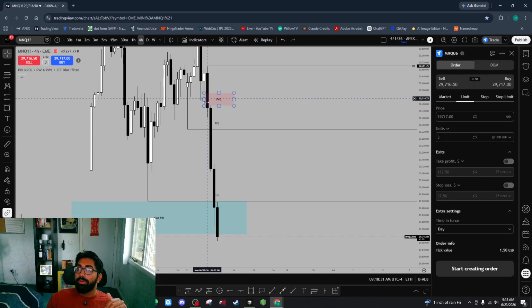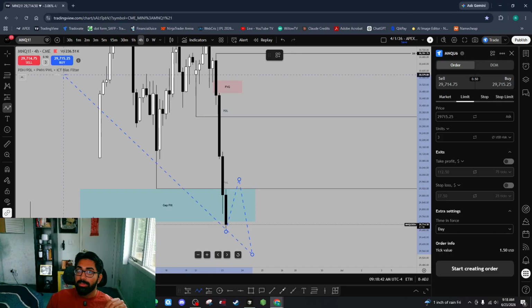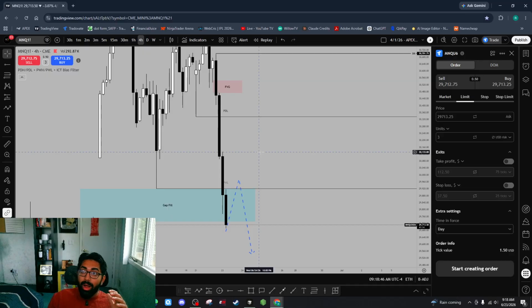Bunch of gaps over here. This could be considered a breaker block where price could very easily come down here, retrace, and then continue bearish. But the only reason why I wouldn't bank on that is because we have a gap right here. So we could very easily sweep that gap.